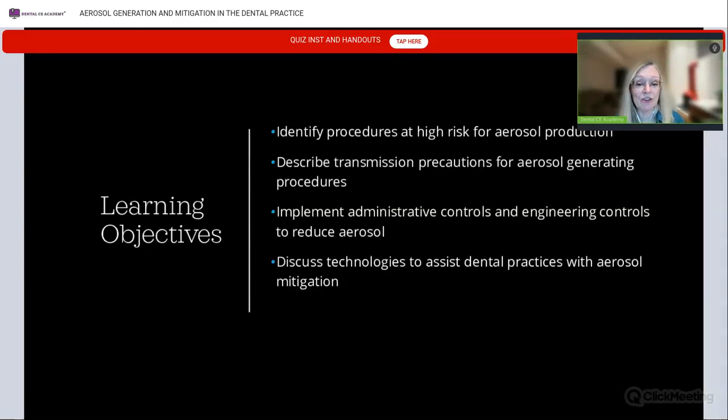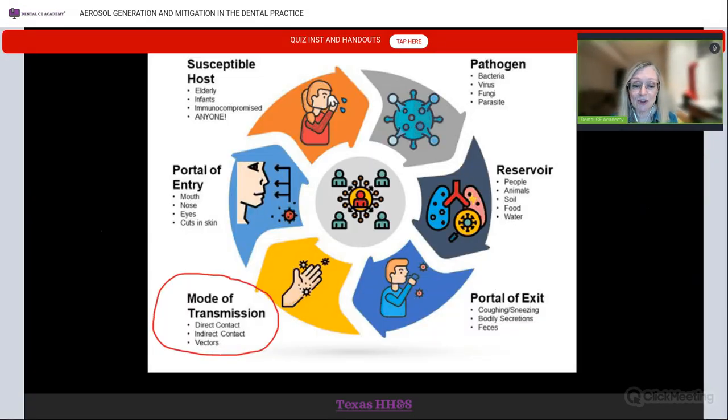We're going to identify procedures that are high risk for aerosol production, describe transmission precautions for aerosol generating procedures, implement administrative controls and engineering controls to reduce aerosol in your practice, and discuss technologies to assist dental practices with aerosol mitigation.